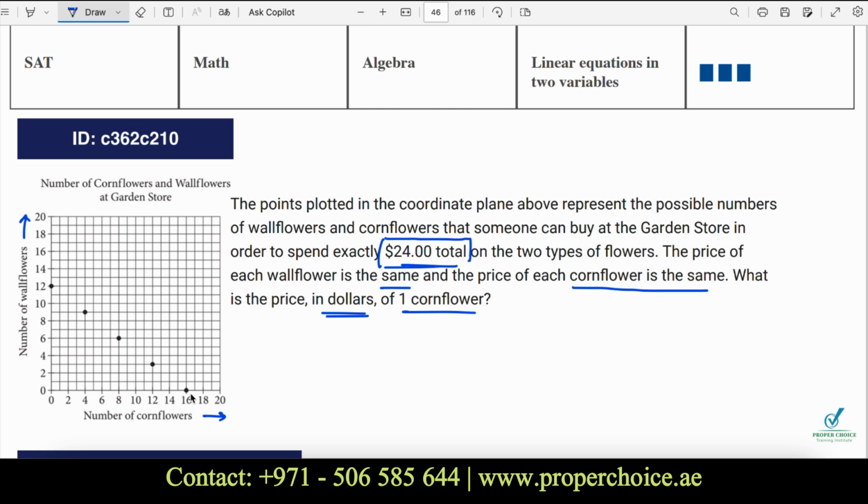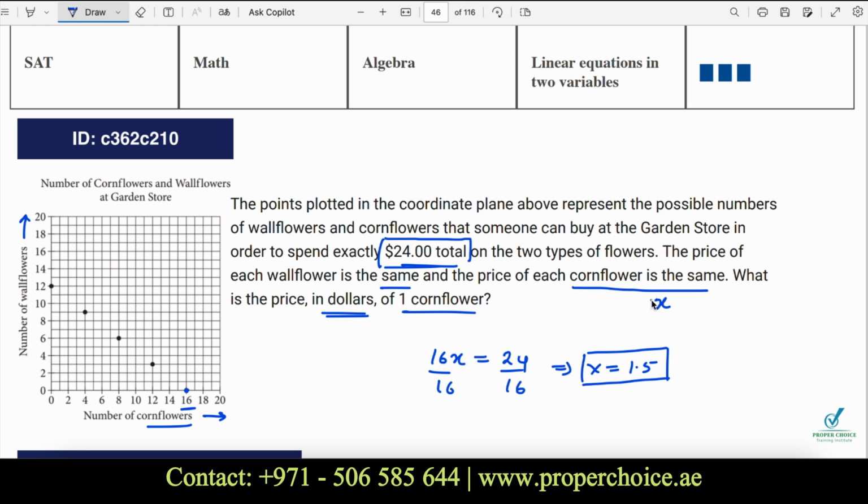Now if you look very carefully, when a person is buying 16 cornflowers, he is spending an amount of $24. So this point is representing that a person bought 16 cornflowers and 0 wallflowers. So what is the price of each? If I consider the price of each cornflower as X, then the person is buying 16, so 16 multiplied by the price of each gives a total spent amount of $24. Now divide by 16 on either side, so you get a value of X as 1.5. So the price of each cornflower is $1.5.